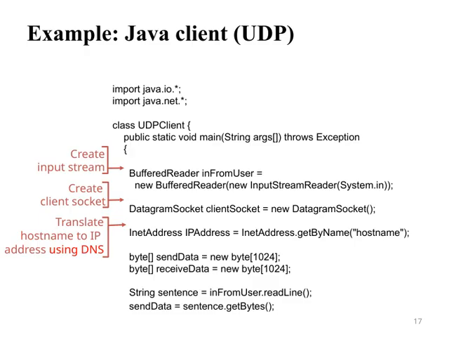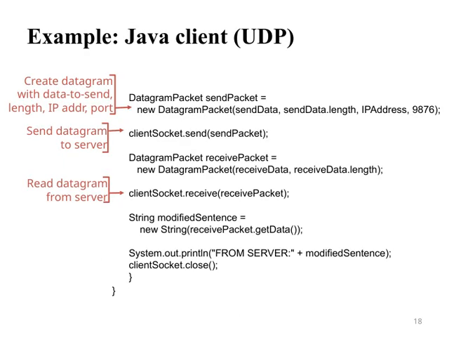The next step is reading a line of input from the user, which we store in the variable sentence. Then, we convert that string into a byte array using getBytes, preparing it for transmission. This example highlights the core steps of setting up a UDP client: creating input streams, creating the client socket, and translating the hostname into an IP address using DNS. These are fundamental concepts that underpin UDP communication in Java and connect directly to the broader theme of network programming. Let's walk through this example of a Java client using UDP.